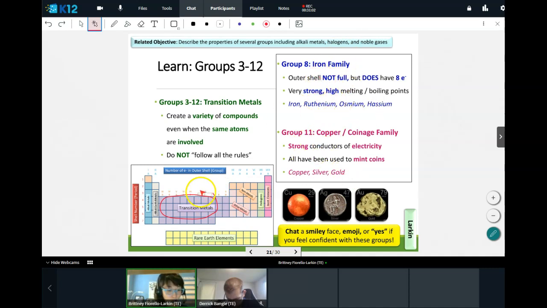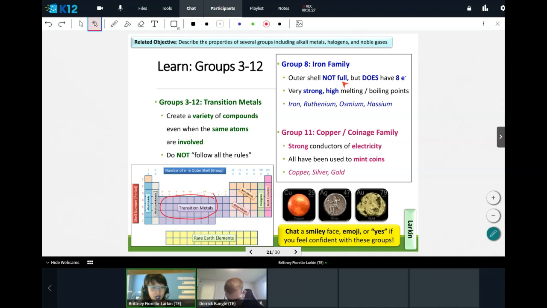So group 8, which is right here. In group 8, their outer shell is actually not full. This is kind of crazy to think about. They do have 8 valence electrons, and we've been talking about that octet rule, but the iron family does not follow the octet rule. So they do have 8 valence electrons, but technically they actually need more to have their outer shell be full. So that actually means that they're technically not full.